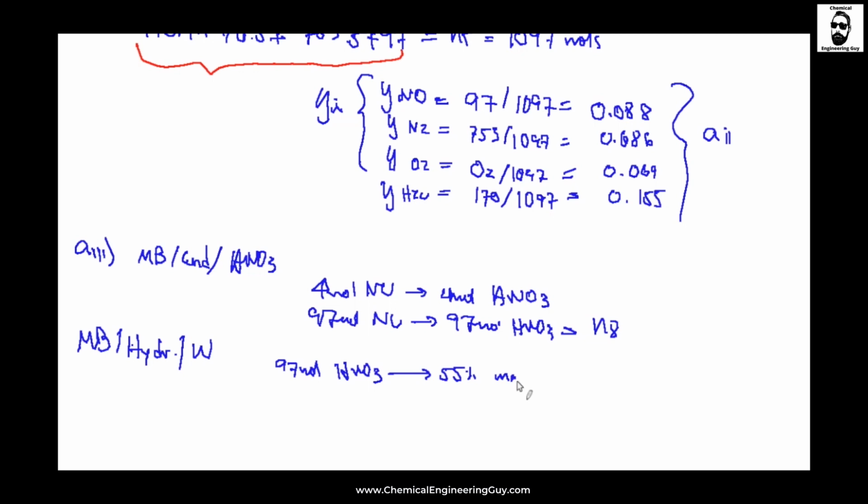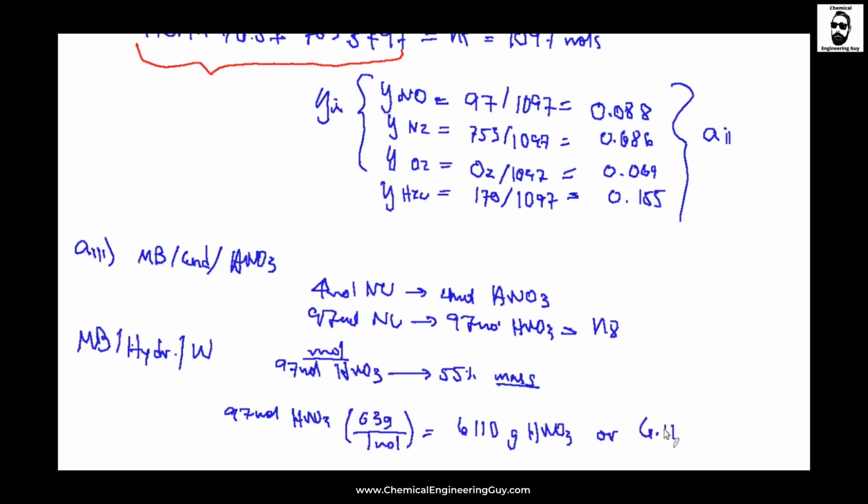This is in mass, and I have moles. Take care about that, mole, this mass. So let's change that 97 moles of HNO3 to mass. I think this is the weight, and you get 611 grams of HNO3 or 6.11 kilograms of HNO3.